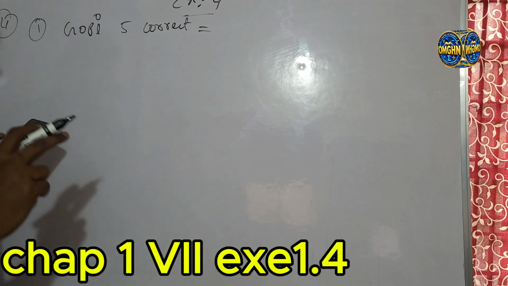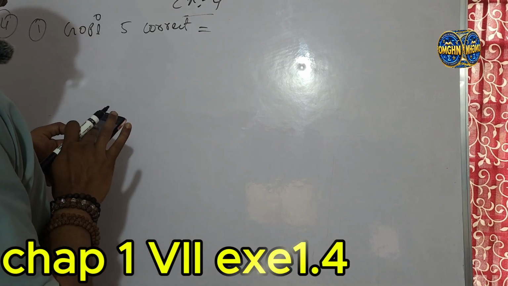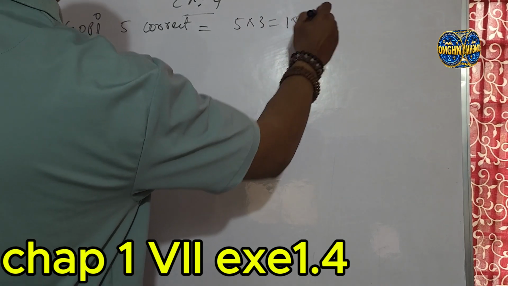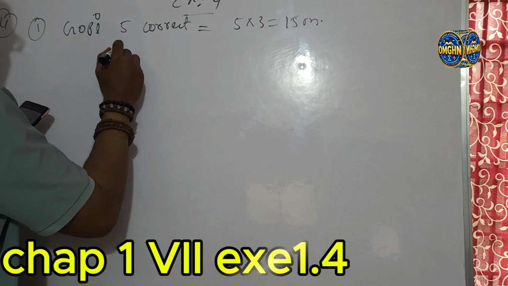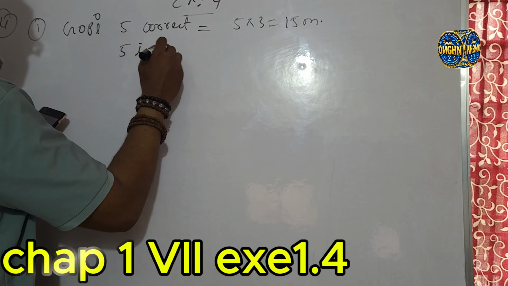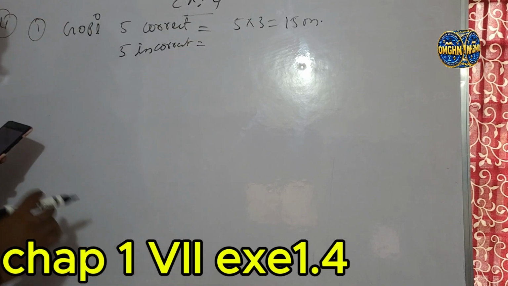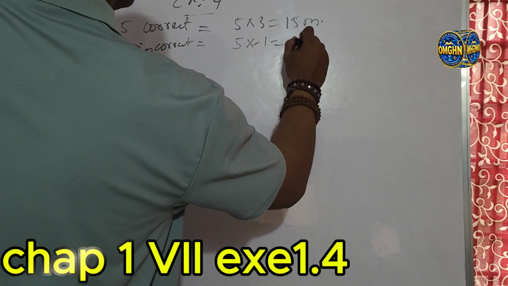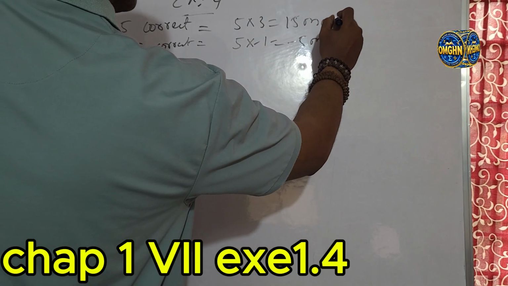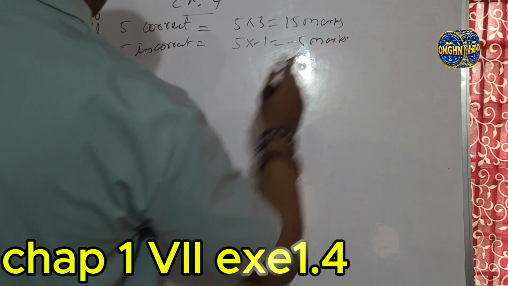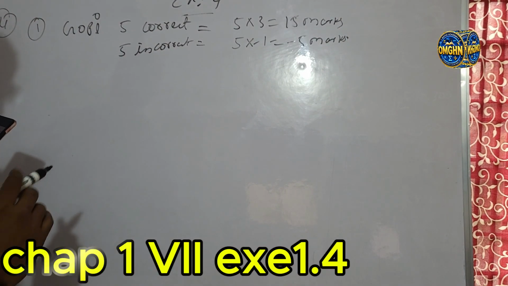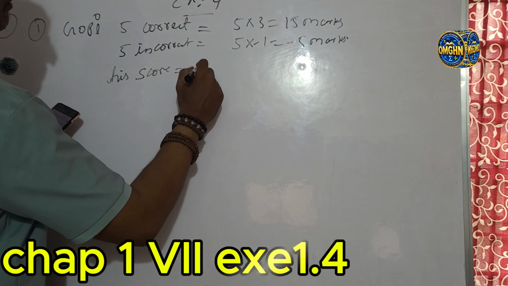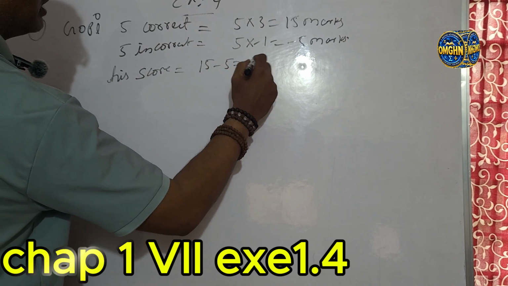Okay, Gopi gets 5 correct. For correct, how many marks are we getting? 3. 5 times 3 is 15 marks he got. And 5 incorrect he did. For incorrect, how much do we have to do? Minus 1. 5 into minus 1 is minus 5 marks. So the question is, what is his score? His score is 15 minus 5 equal to 10 marks.